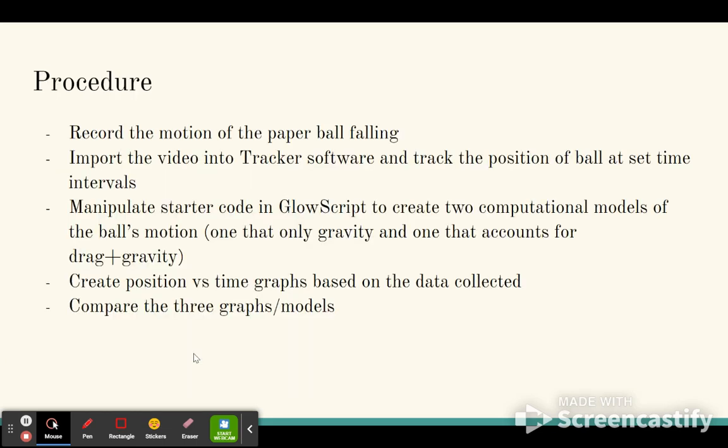So the procedure of this lab, first we recorded the motion of the paper ball falling. Then we imported that video into the tracker's software and tracked the position of the ball at set time intervals. We manipulated the starter code in GlowScript to create two computational models of the ball's motion, as well as creating a position versus time graph based on the data collected. Lastly, we compared the three graphs and models.